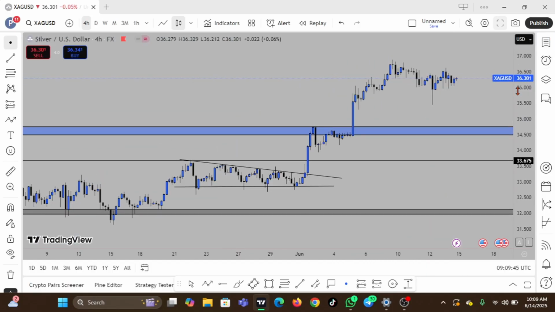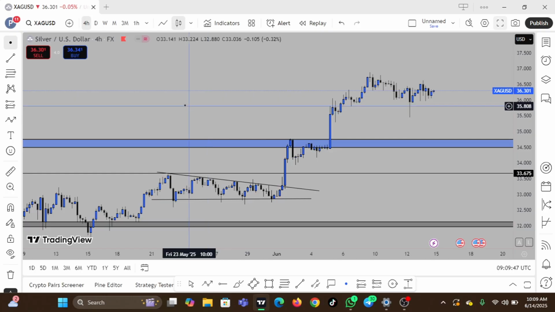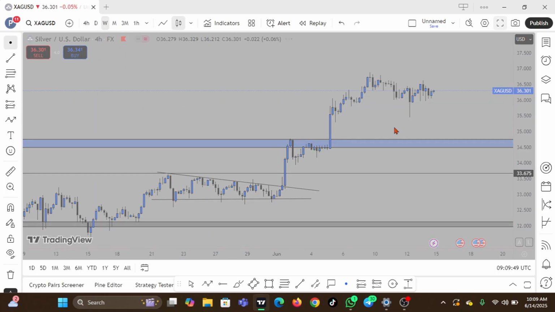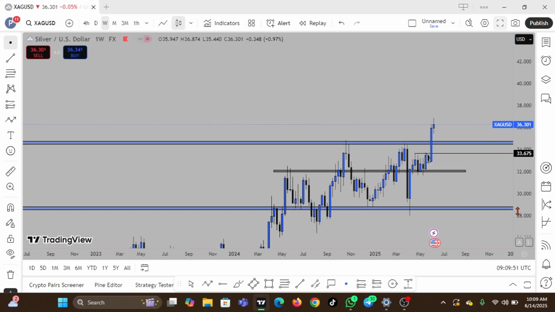Another opportunity I'm seeing is on silver. Here, silver too has been very bullish. I took a trade here about two weeks ago, and I hit take profit right here. Price did create some pattern.